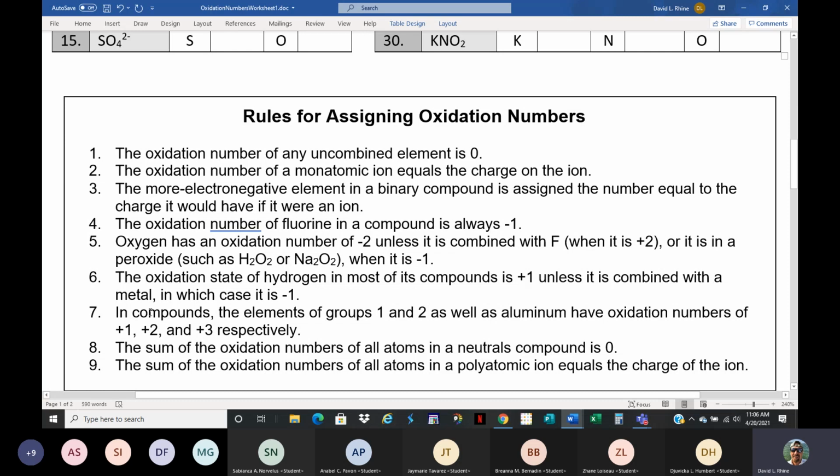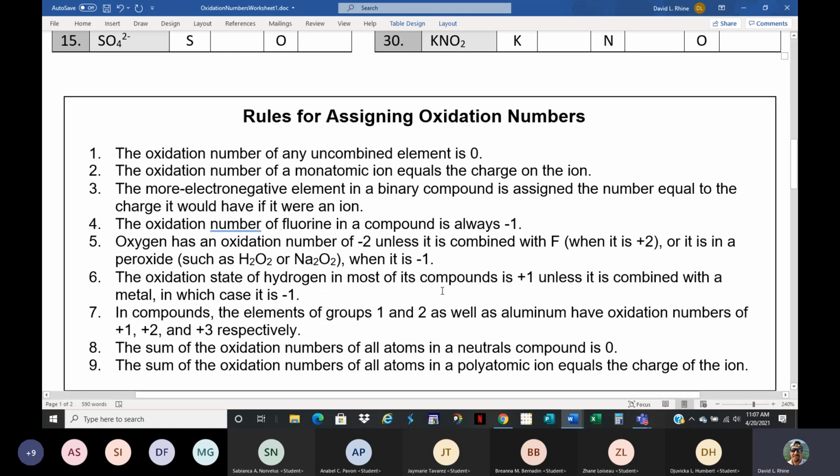First, oxygen has an oxidation number of -2, unless it is combined with fluorine, then it's a +2. Or if it's in a peroxide, such as H2O2 or Na2O2, then it's a -1. I'm going to try really hard not to have any of those exceptions on your test. So oxygen for us is going to be a -2, and it almost always is. Then hydrogen, number 6: when hydrogen is combined with nonmetals, it's a +1. When it's combined with a metal, it's a -1.